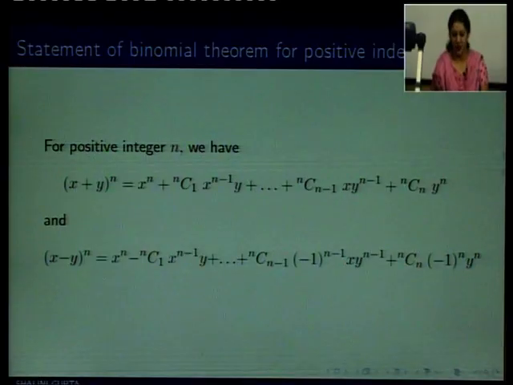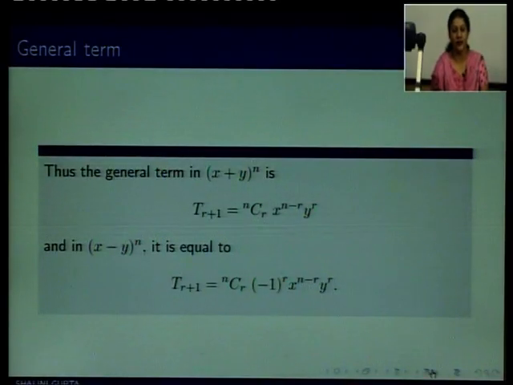From this expansion we can write the general term. The general term, say the (r+1)th term, in (x + y)^n will be nCr x^(n-r) y^r, and in (x - y)^n it will be nCr (-1)^r x^(n-r) y^r. So these are the general terms, the (r+1)th terms in the expansion of (x + y)^n and (x - y)^n.